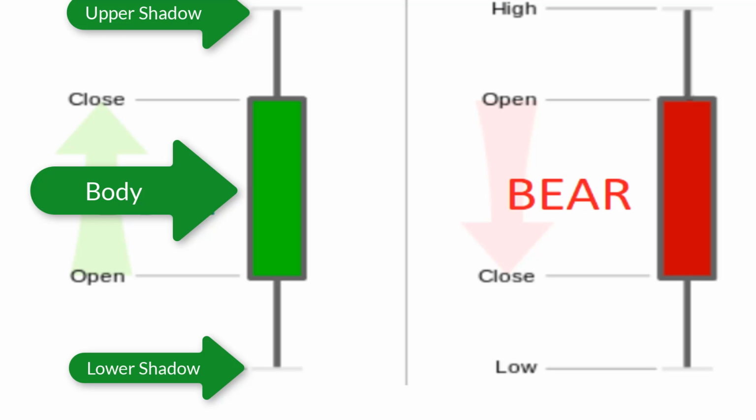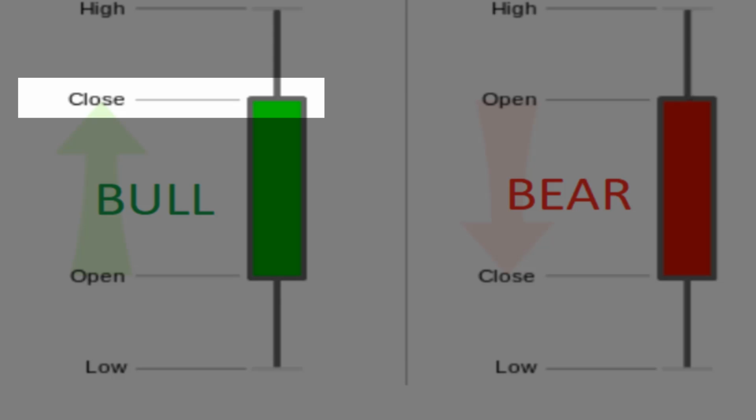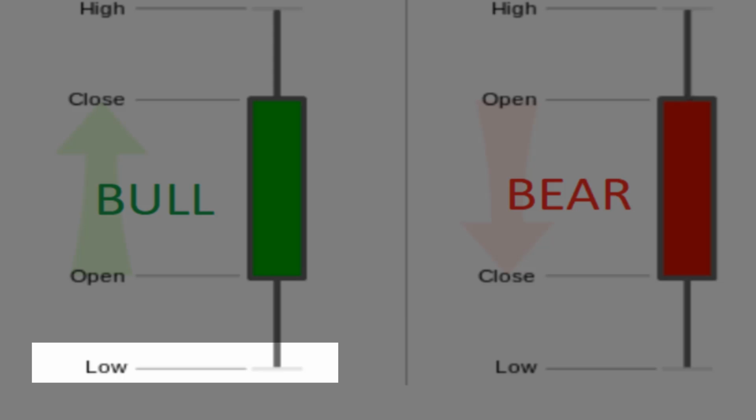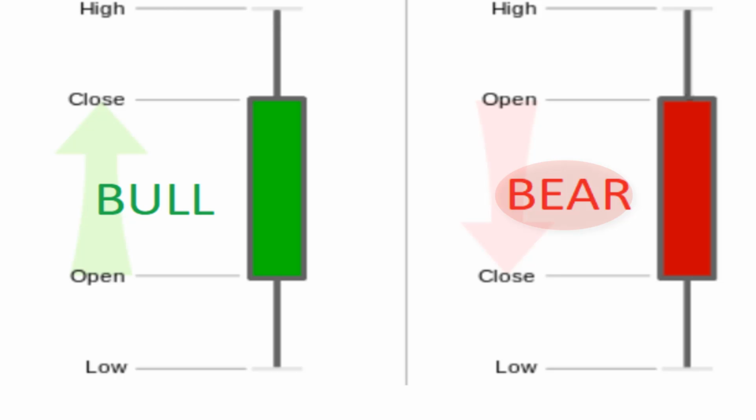So here is what you need to know. Open is where the price was at the beginning of the hour, while close represents the closing price. This is what the price was at the end of the hour. Low reflects the lowest level, and high is for the highest price that was recorded during the same time period. Very simple.